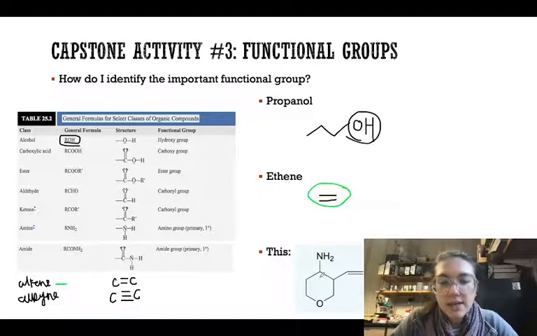Then when I go to the second structure, I see that we also have another alkene because I have a double bonded carbon, right?